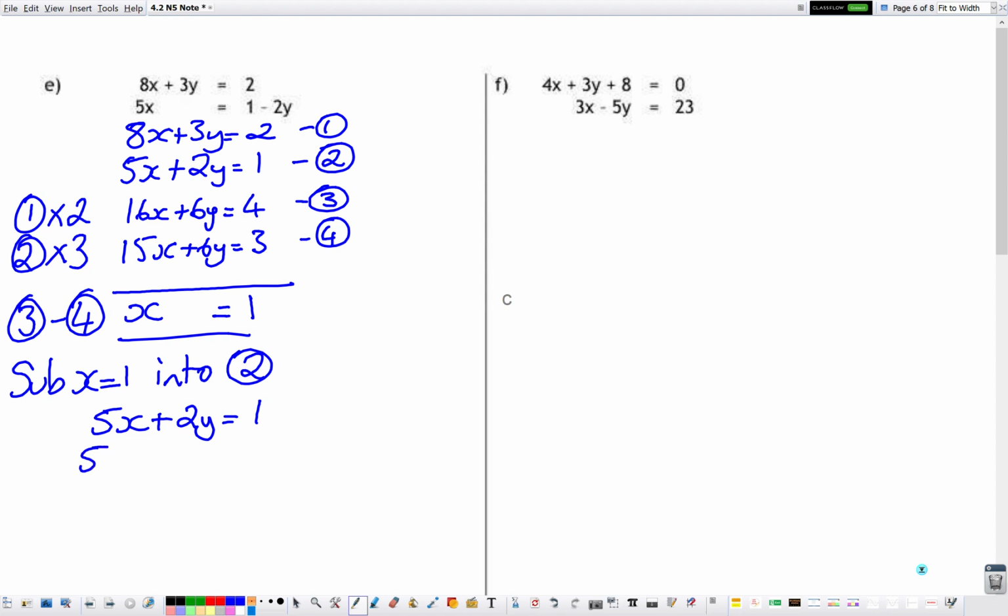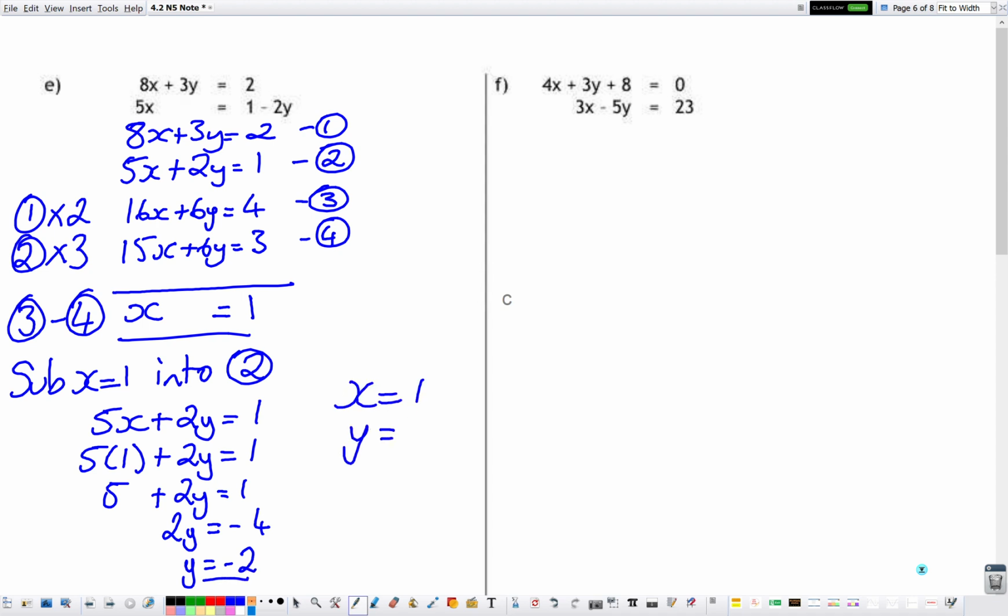So that's 5 times 1 plus 2 times y equals 1. So that's 5 plus 2y equals 1. So I need to now take away 5, so that's 2y equals minus 4. If I divide by 2, y is going to be minus 2. So x equals 1 and y equals minus 2. That's my solution.